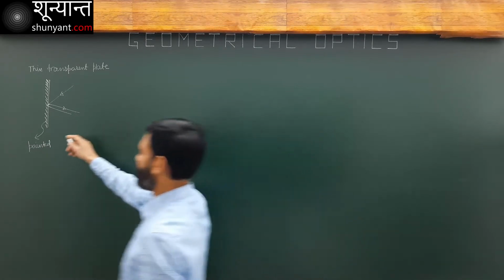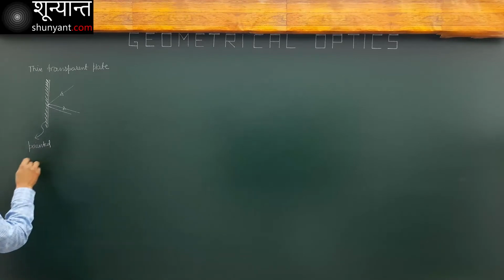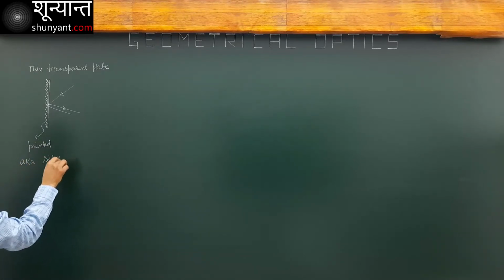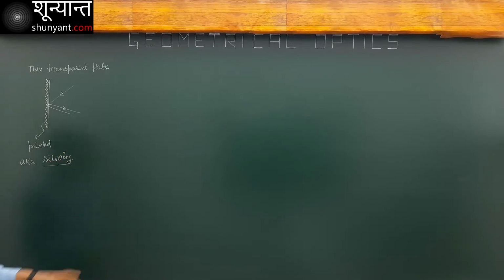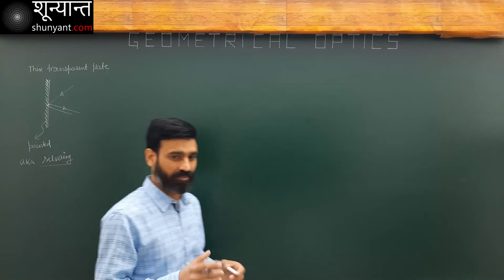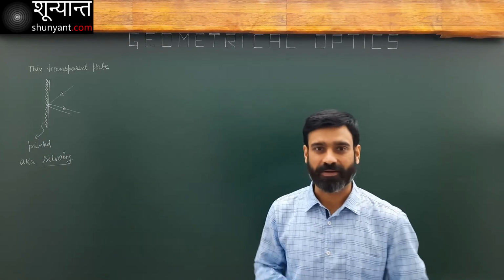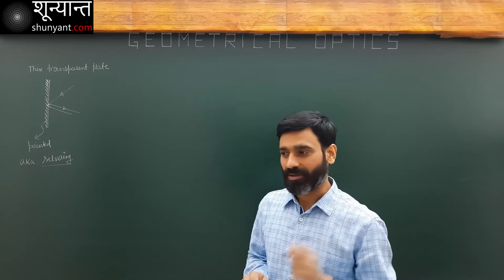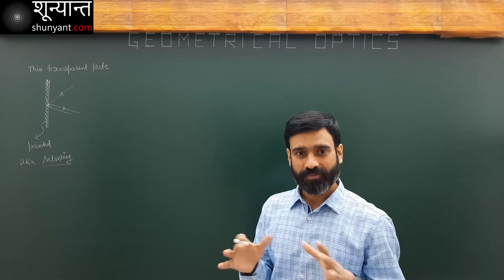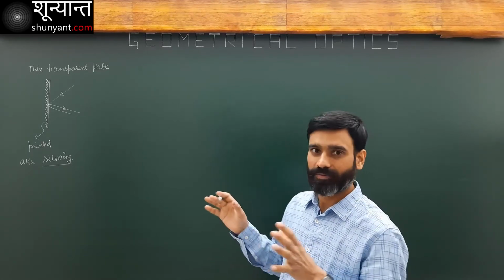This painting is also known as silvering. So whenever you hear this term in this chapter, silvering is the same as painting. That's how we make a plane mirror. How do we make a spherical mirror? We do the same process.